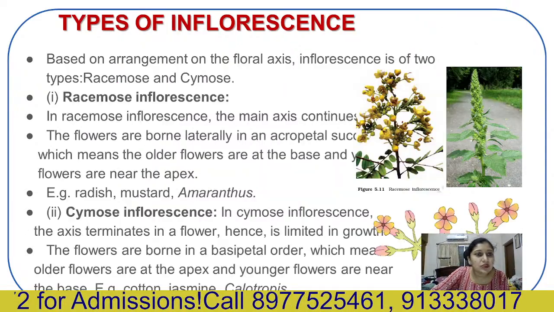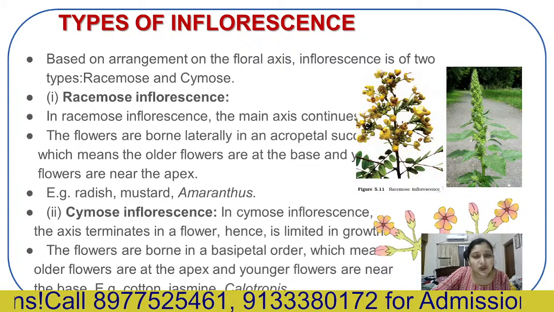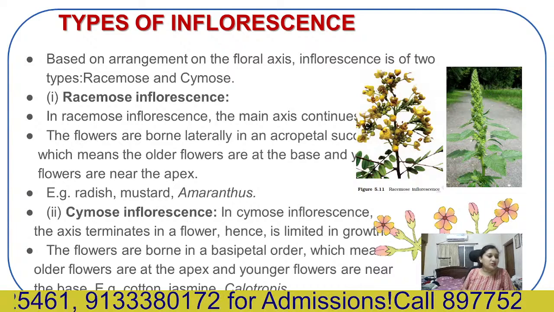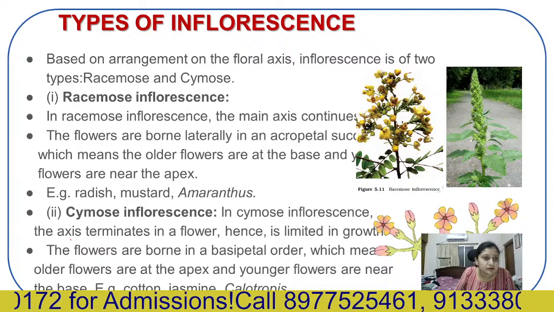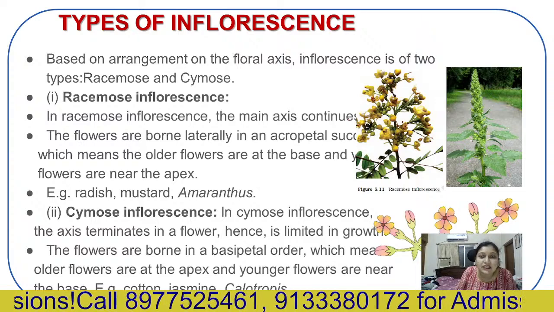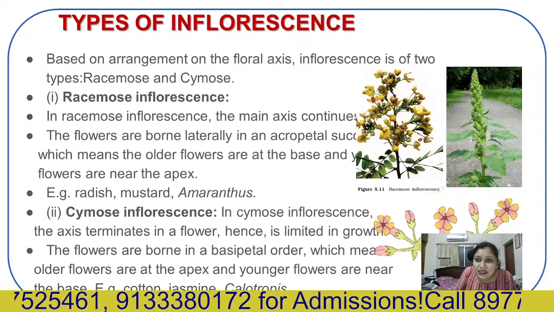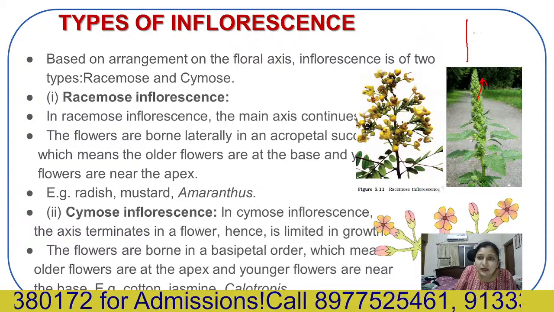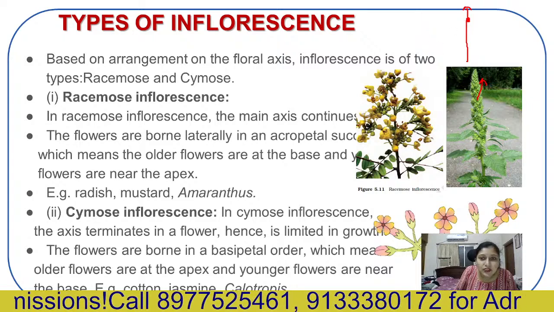So now it's about types of inflorescence. Based on the arrangement on the floral axis, inflorescence is divided into two main types, racemose and cymose. In racemose, the main axis continues its growth. You can see here the main axis continues to grow. So it is like this. For example, this is the main axis. It will keep on growing.